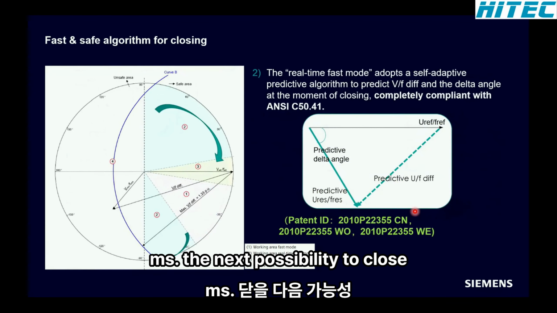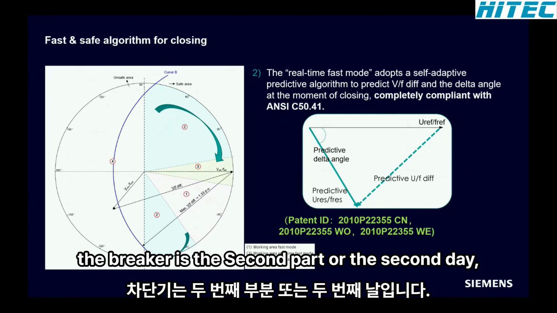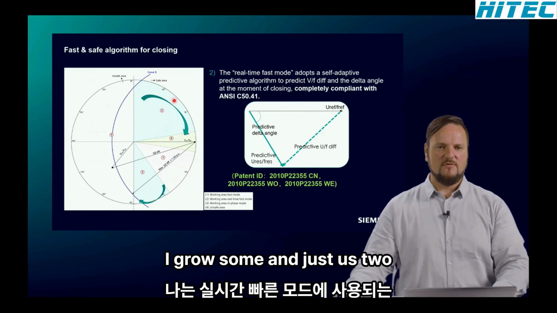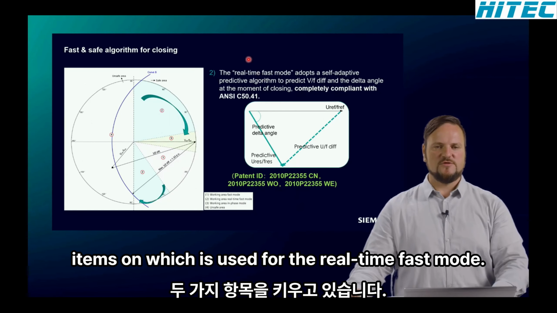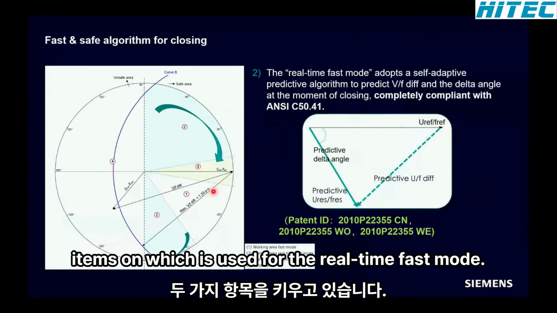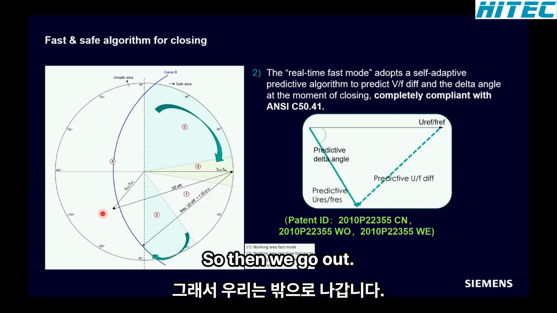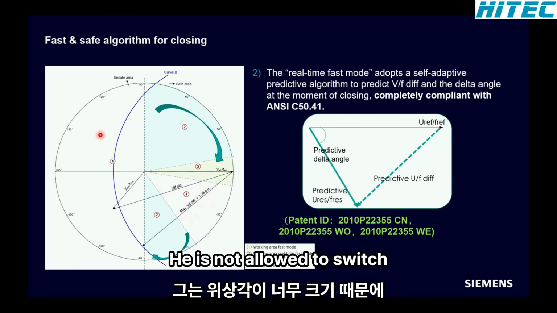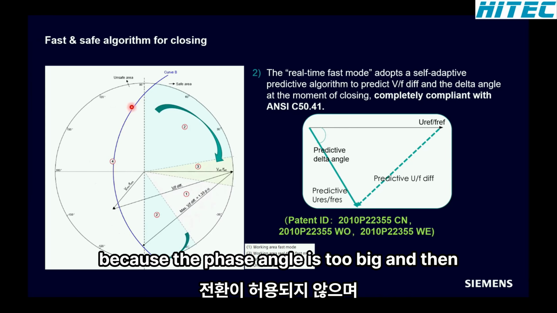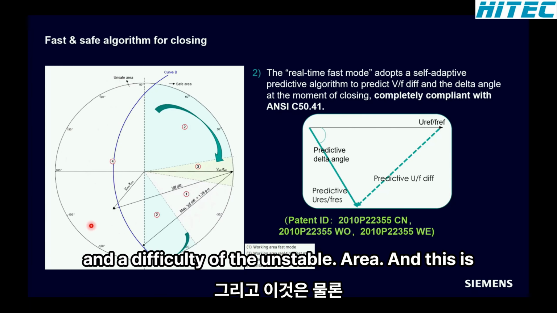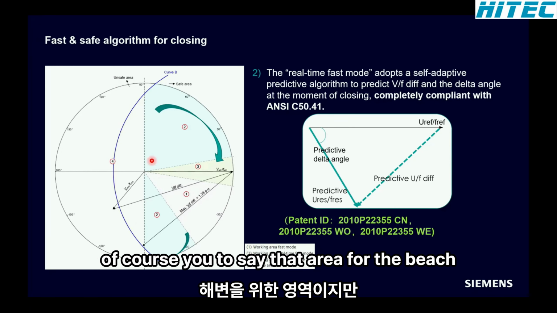The next possibility to close the breaker is the second algorithm, and this is the algorithm which is used for the real-time fast mode. So that means we have two windows here. We have one window and we have the second window. That means the phasor is going in that direction. So then we go out. It is not allowed to switch because the phase angle is too big. And then we come slowly back. And this is here the unsafe area.